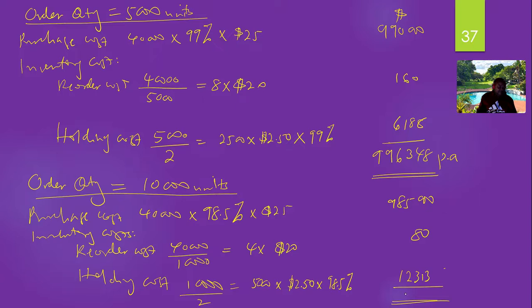and 85,000 plus 80 plus 9 times plus 12,313. That's 997,393 per annum. So you can see that these are the figures which we obtain. All right.